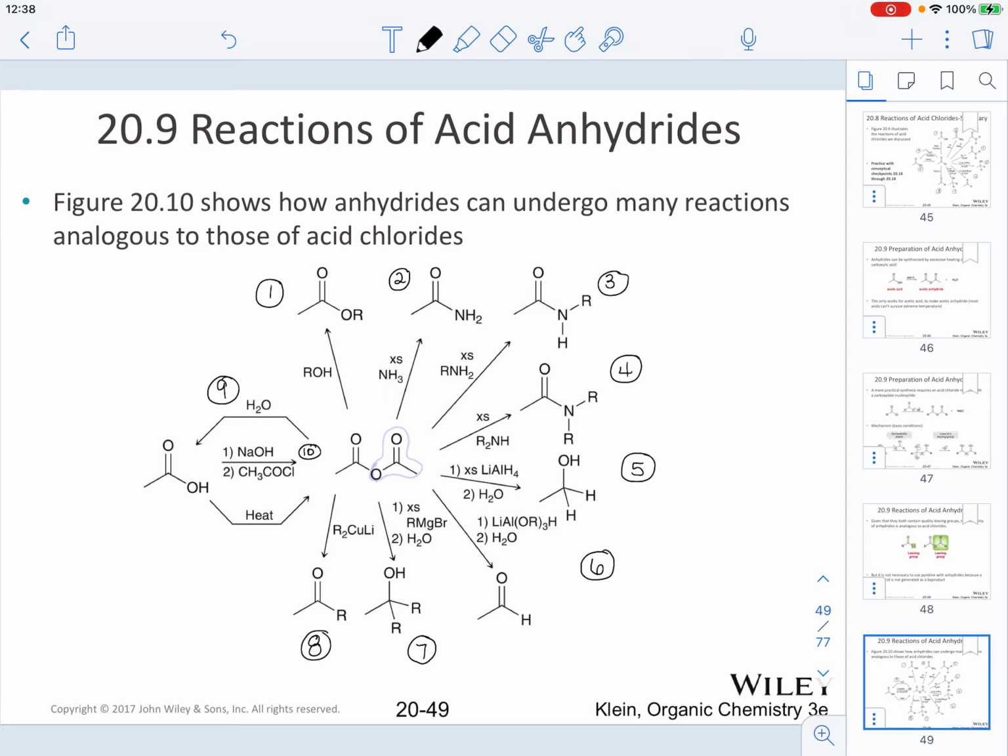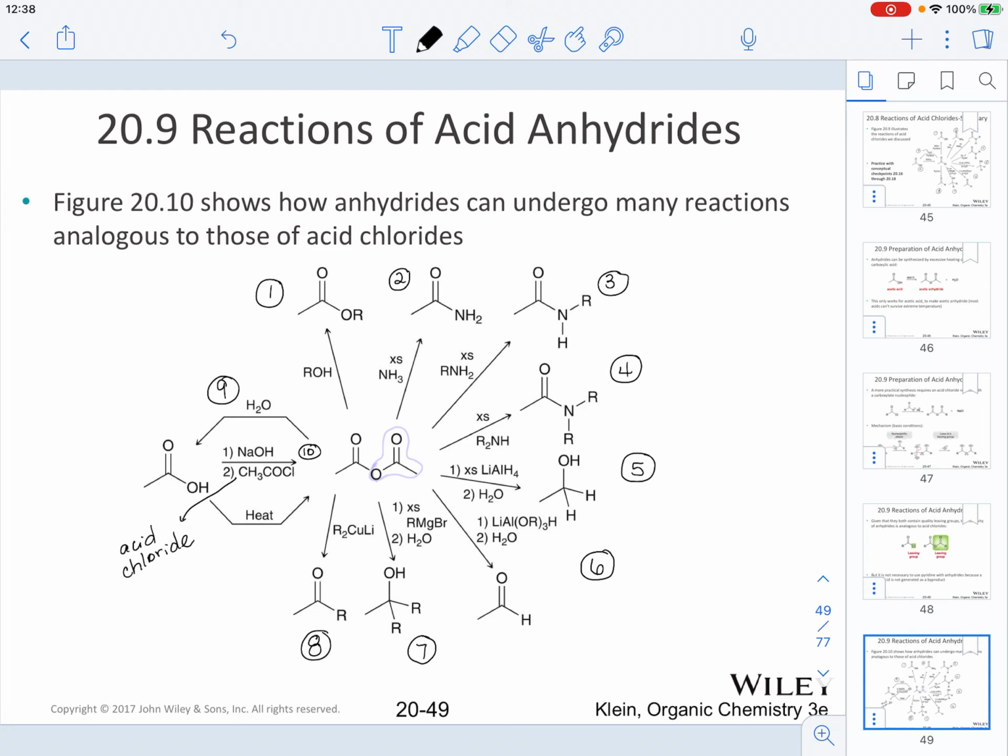So in number 10, as you can see, the first step of the reaction, when we are adding a base, that's going to create a carboxylate. And then that carboxylate can be reacted with an acid chloride. So step number 2, that is going to be the acid chloride.